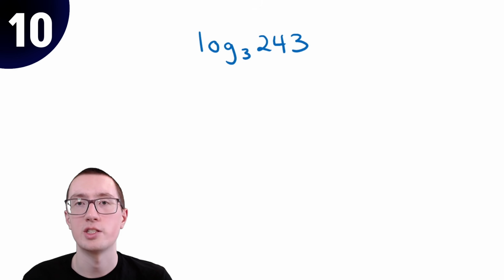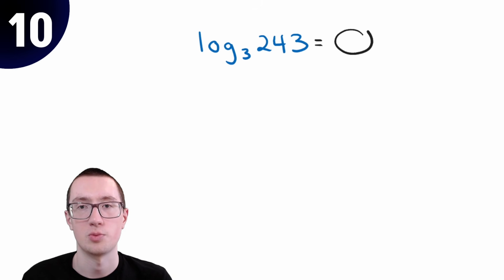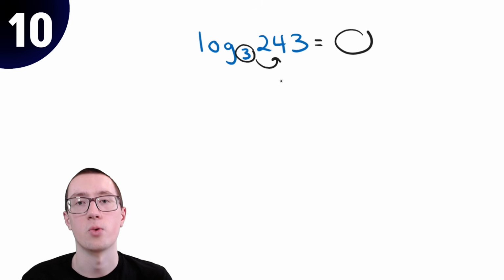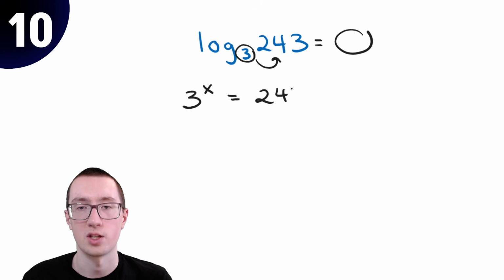Well, a log is basically like the opposite of an exponent, sort of. The answer to a log is some sort of exponent. And the exponent is what we need to put on the small number to get the big number. So in other words, to find this log, we have the small number 3, and we need to figure out what exponent we need to put to make it the big number, which is 243. So what exponent do we need to put here?